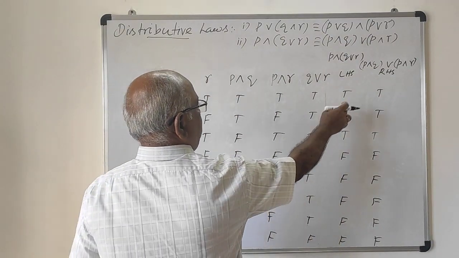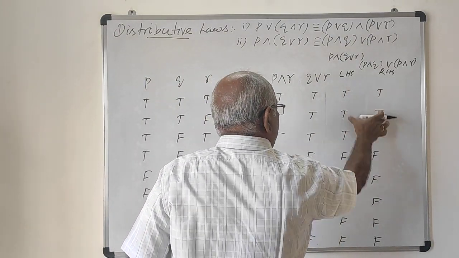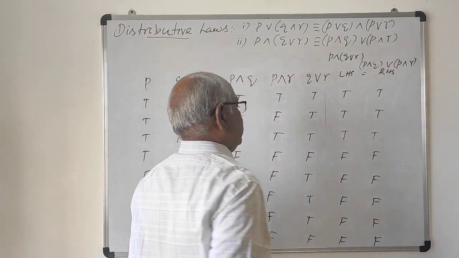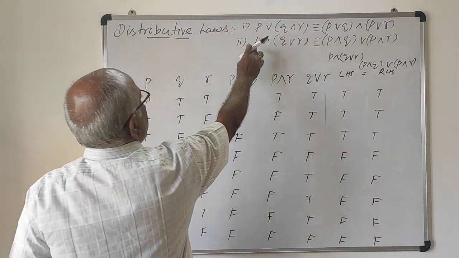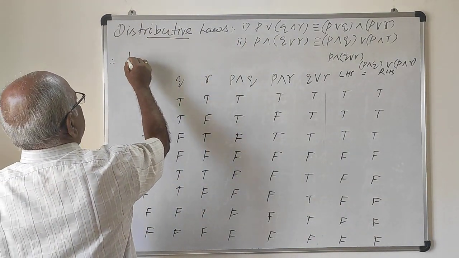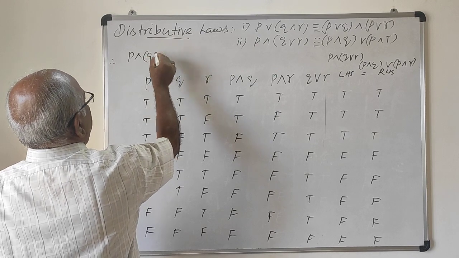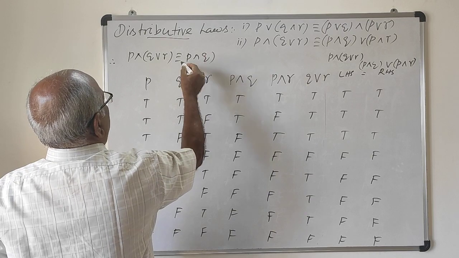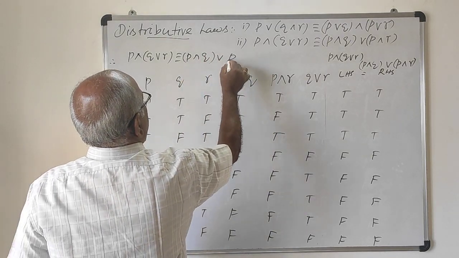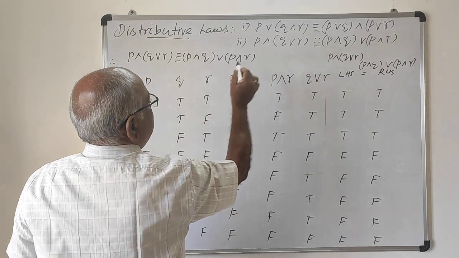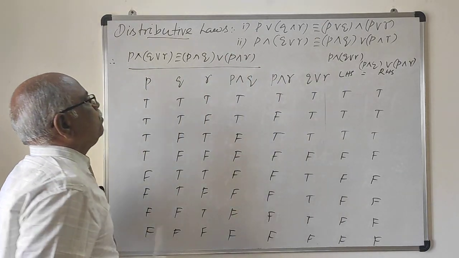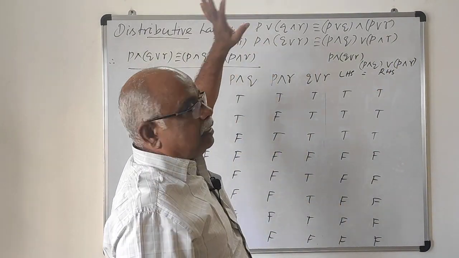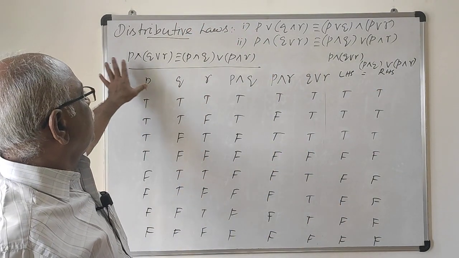So here was one mistake we made. Therefore, now we get the result. Both LHS is equal to RHS. Therefore, the second distributive law, P conjunction (Q disjunction R) equals (P conjunction Q) disjunction (P conjunction R), is proved. Therefore, the result is derived as in your book. So that's all about the second distributive law.